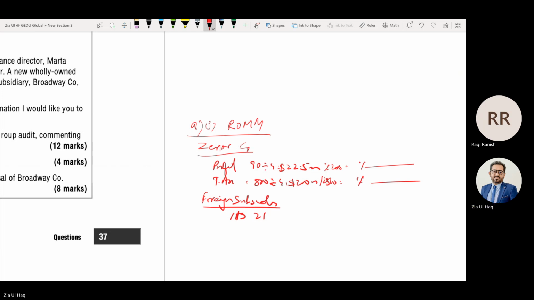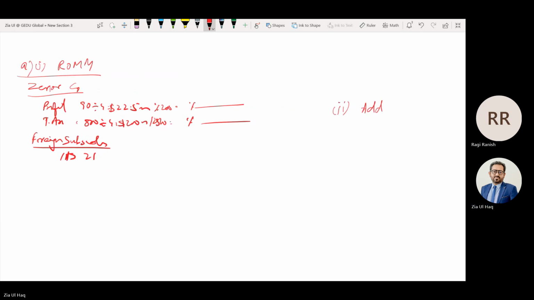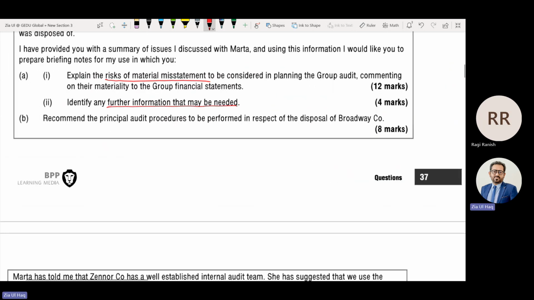What is the requirement A2? Additional information. What could be additional information relating to this issue of foreign exchange? Documents relating to result conversion. Calculation of result conversion. Okay. Next, moving forward.